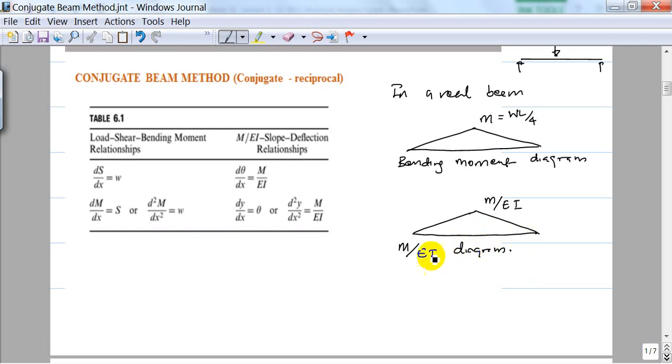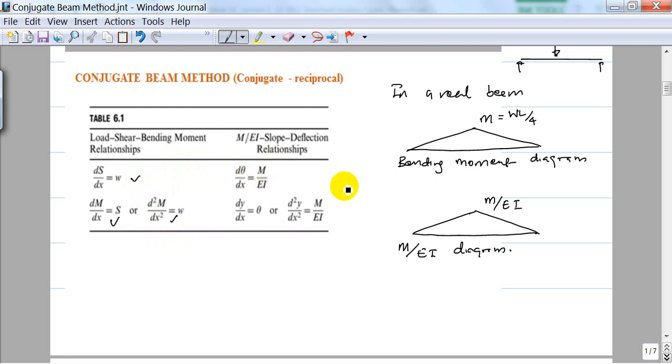Now what I'm going to do is use this M over EI diagram. For example, in an actual beam, the first derivative of the shear force gets you the load, and the first derivative of the moment gets you the shear force. So the second derivative of the moment gets you the load. That is known, because you have been studying this for a long time.